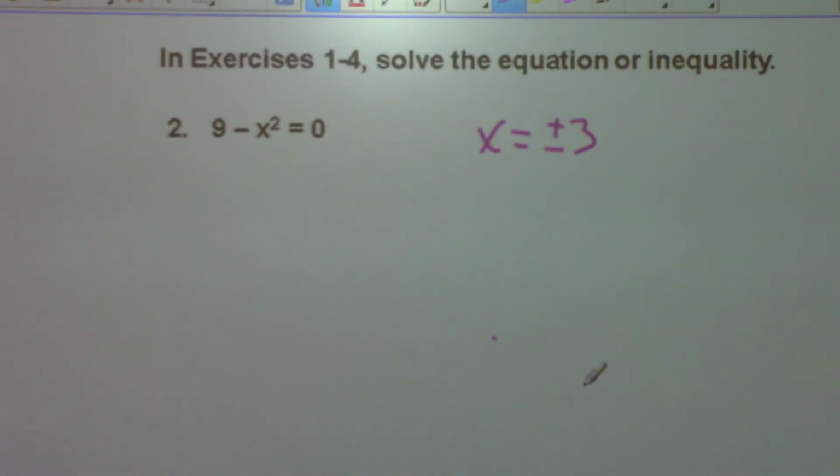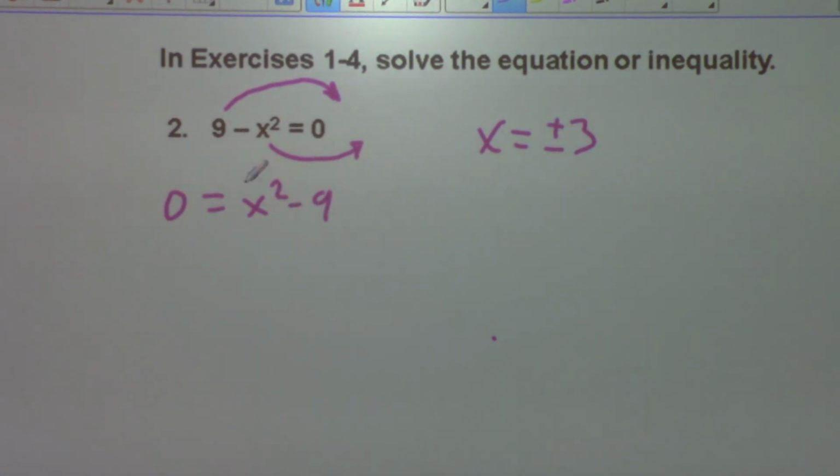One thing I also want to do is show you a different way of solving this problem. I could have shown you on number 1. Let's move this 9 over here and move this negative x squared over here. So we have 0 is equal to x squared minus 9. Does everybody agree that we can do that? Basically, when you move a term to the other side of an equal sign, you change its sign, and that's a good operation right there.